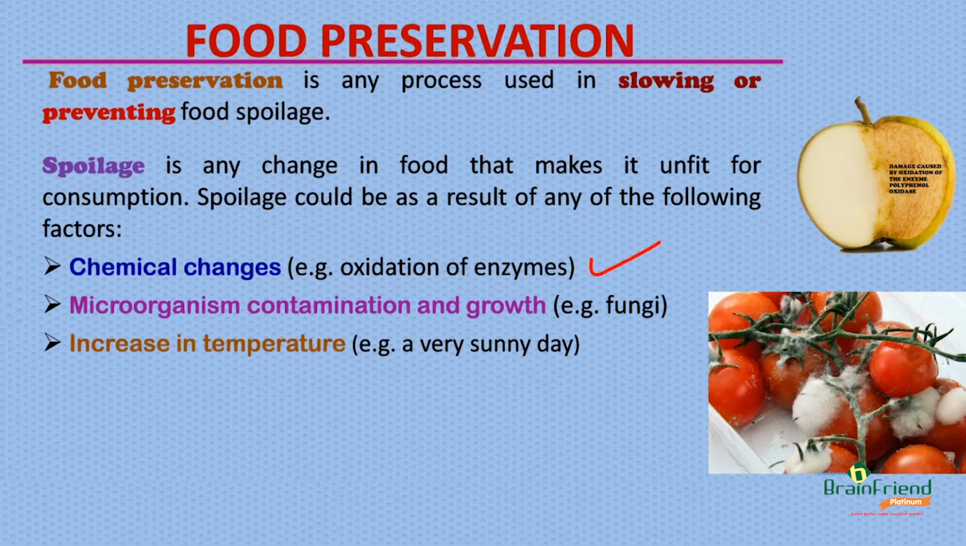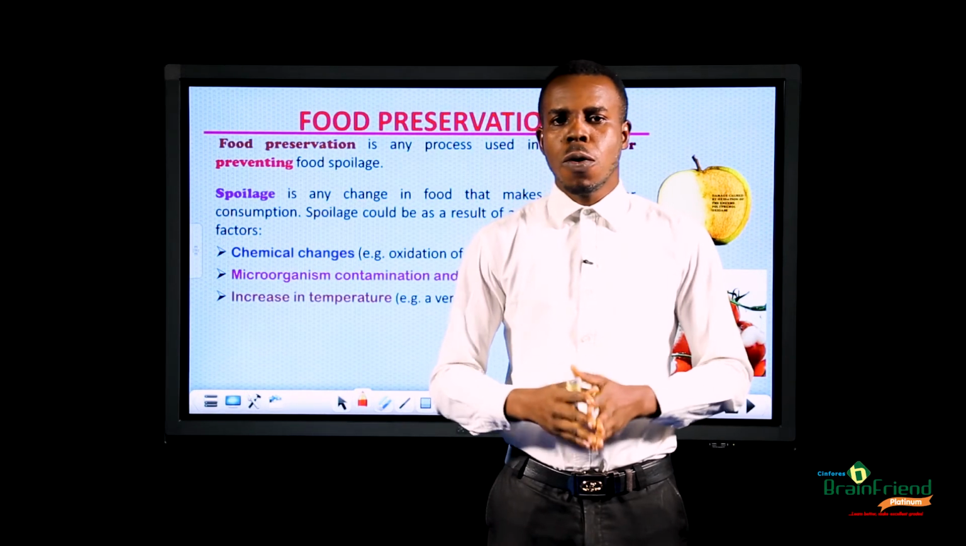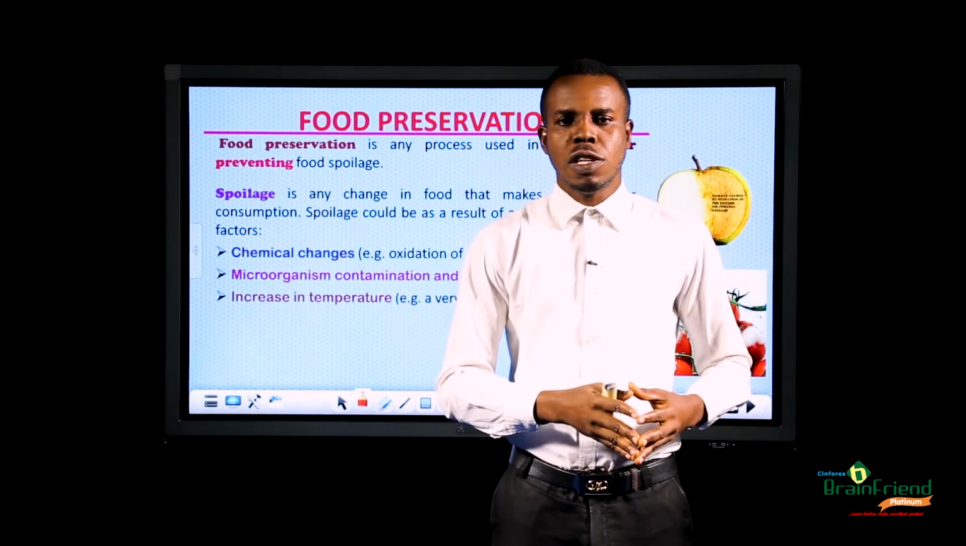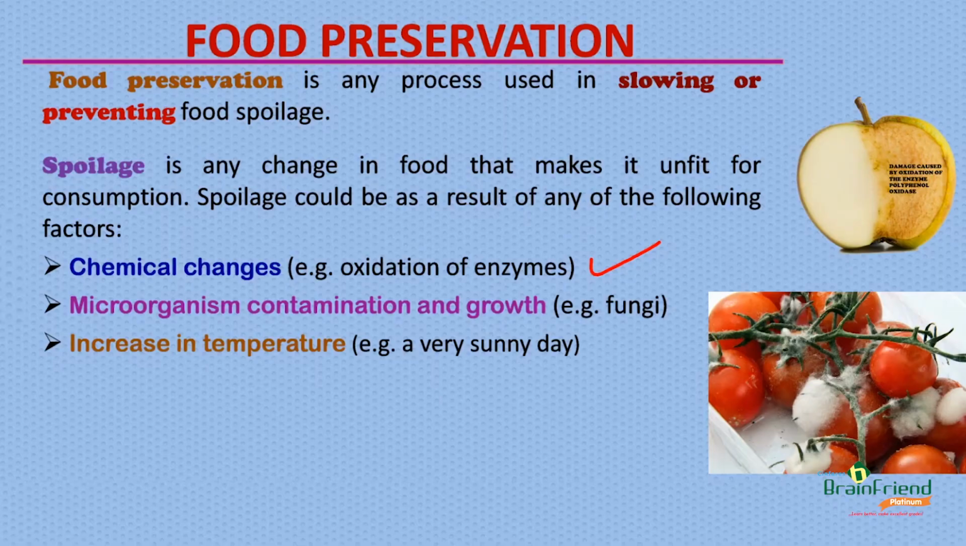There are enzymes in the tissues of a wide variety of agricultural products. These enzymes, when exposed to atmospheric oxygen, undergo a chemical reaction called oxidation. A good example is sliced apple fruit. And this is a typical image of sliced apple fruit.